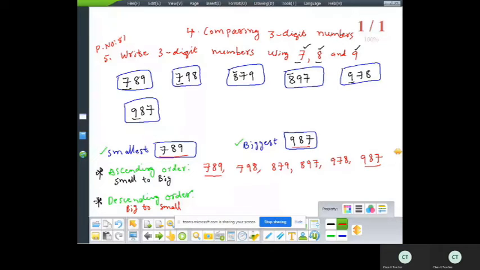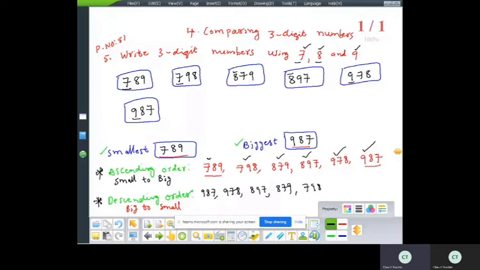987. 987 over next 978. 978. Next 897. 897. Next 879. 879. Next 798. 798. And the final number is 789. 789. Descending order means big to small.